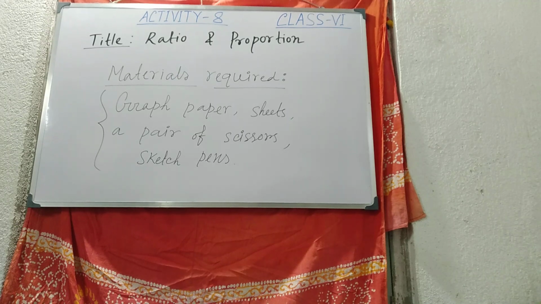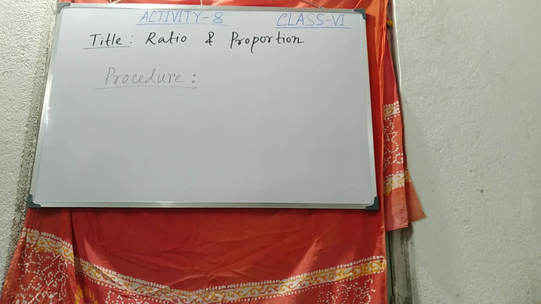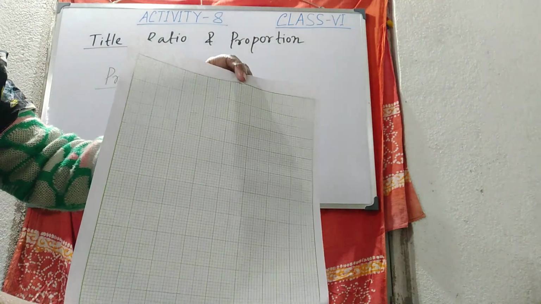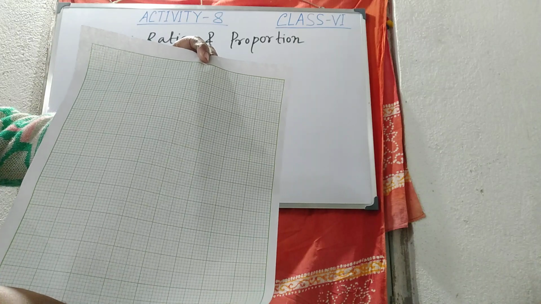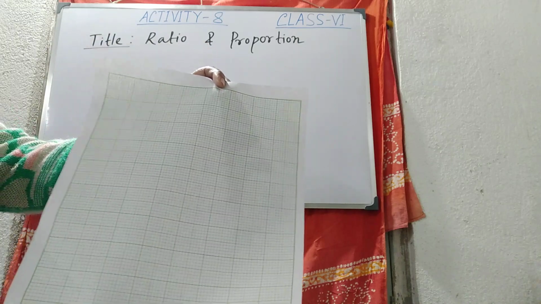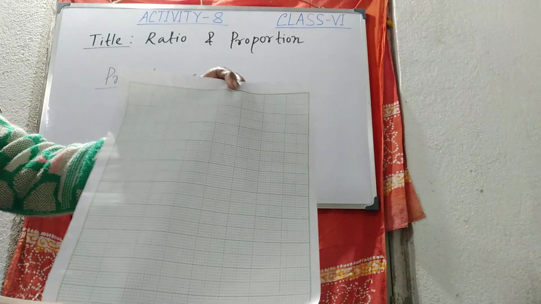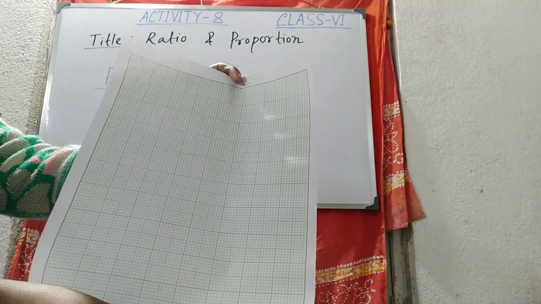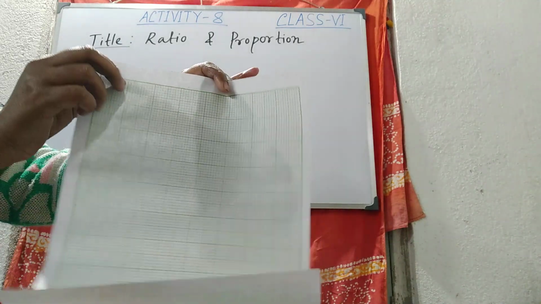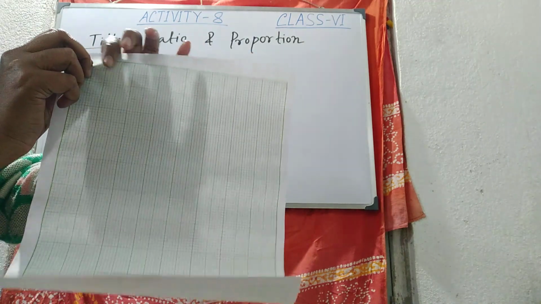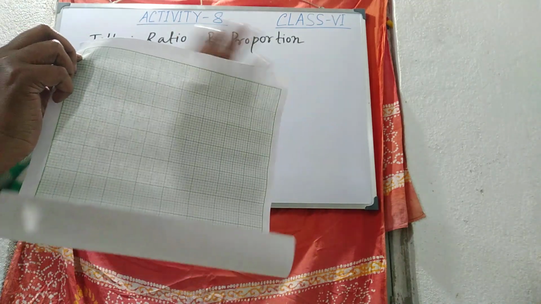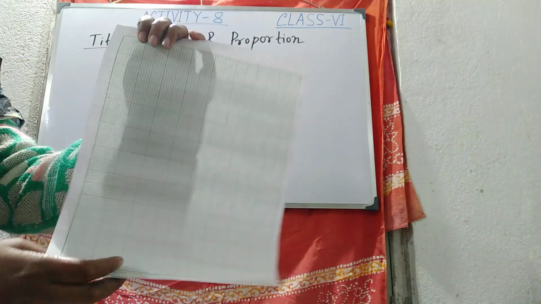Now what will be the procedure of this activity? In the procedure part, at first we have to take a graph paper like this. Now we have to count how many square boxes are there. What is the easiest way of counting it? If we count the number of columns as well as the number of rows, we can easily get the result.